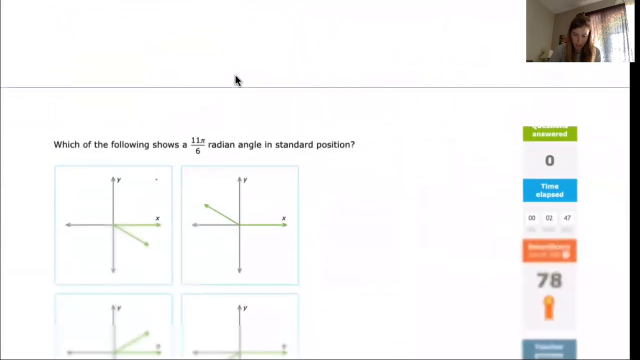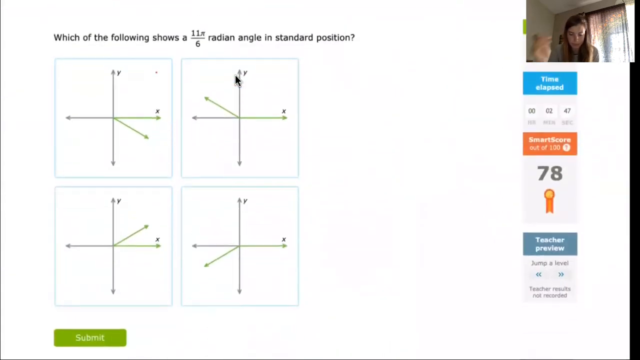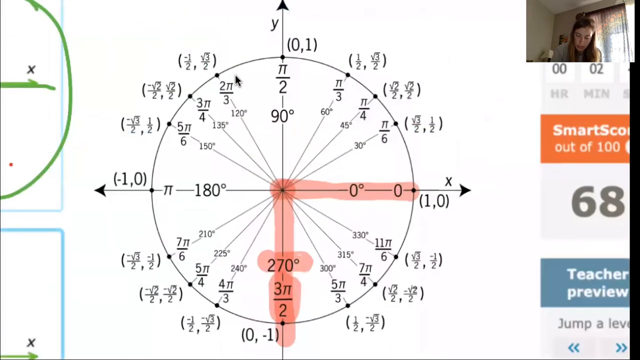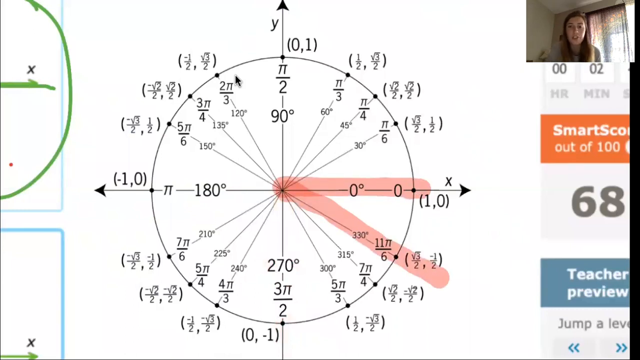Okay, here's another radian example. So 11 pi over 6. So I'm going to want to look at my unit circle again to see where 11 pi over 6 is. So let's look at this one. I'm going to erase the lines I just drew. Okay, 11 pi over 6, where is it? So this is my initial, and then my terminal, oh, there's 11 pi over 6. So 330 degrees is the same thing as 11 pi over 6 radians.